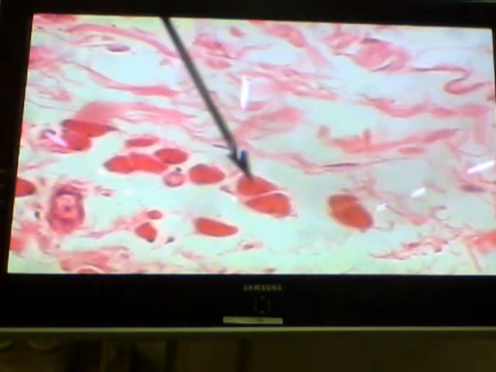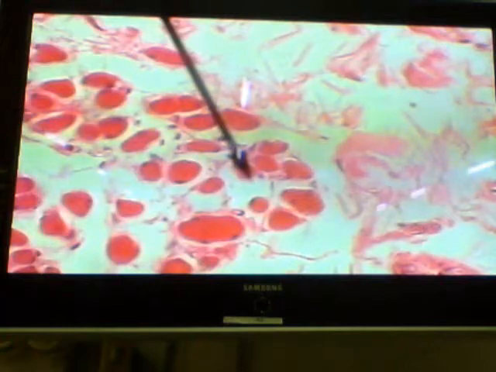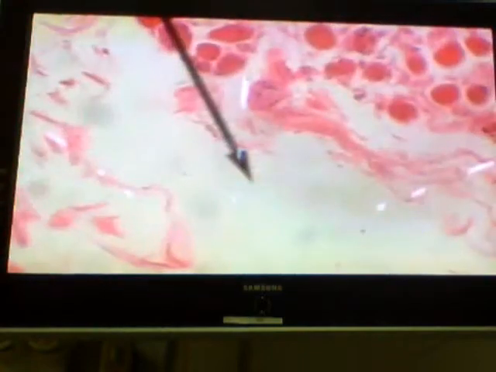Skeletal muscle in the lid would be represented by what are the muscles that have to raise the lid? LPS, as well as fibers of what? Orbicularis. Remember we are on the outside, right? So within the lid you could find some of these fibers.